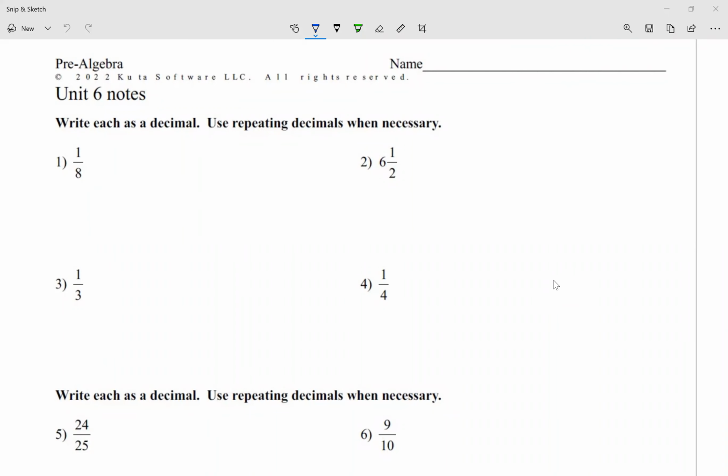Okay, so we're going to start with a fraction. For today, we're going to start with a fraction, and we need to write it as a decimal. Use repeating decimals when necessary. We're going to learn how to do this in two different methods. For today's method, we're going to do division. For tomorrow's method, I'm going to use the denominator, the number at the bottom.